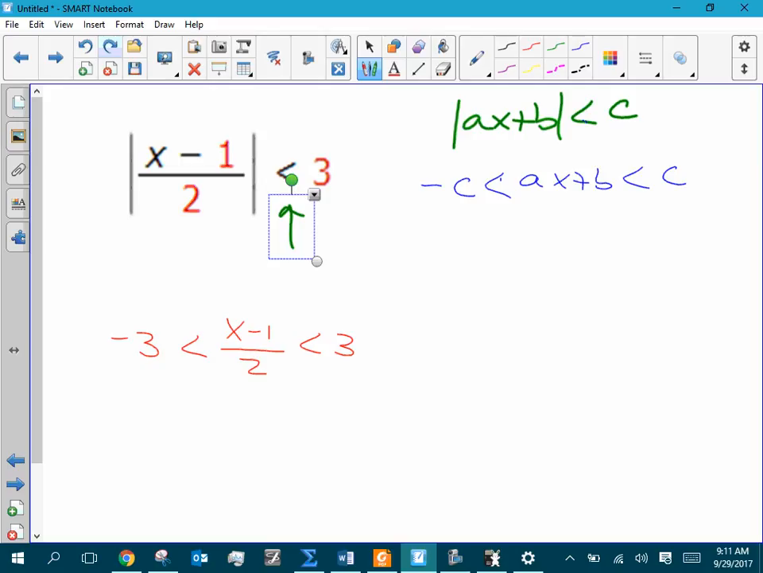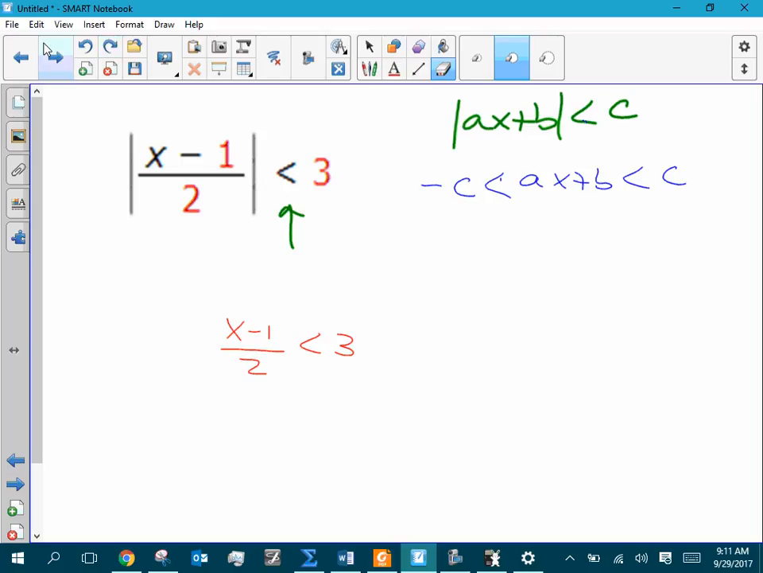But now let's think about this. If you had just that, what would you do first? Multiply both sides by 2. What if you had just that? Multiply both sides by 2 again, right?